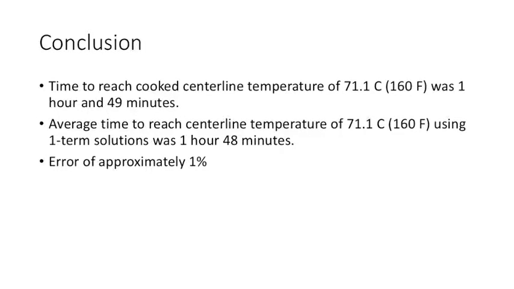In conclusion, the time to reach the cooked centerline temperature of the ham was approximately an hour and 49 minutes. Comparing this to the average time to reach the centerline temperature found using one-term solutions, it was approximately an error of 1% between the two methods. This concludes that one-term solutions for transient conduction is an appropriate method to use when calculating the time to reach specific centerline temperatures of at least cylinders and other objects.